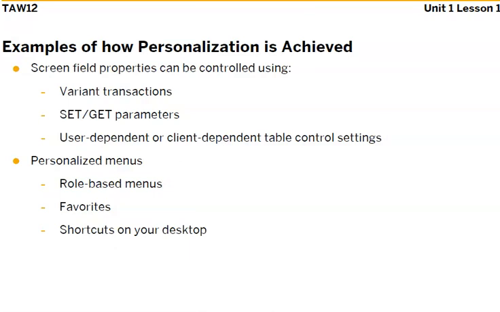So examples of how personalization is achieved: going for variant transactions. Just in case we have not discussed the variants, we will once again discuss that. I remember discussing about it. Then SET/GET parameters, just passing some parameters to it, and then user-dependent or client-dependent table control settings is something which we have. And then we have the personalized menus, role-based menus, favorites, shortcuts on your desktop and all.